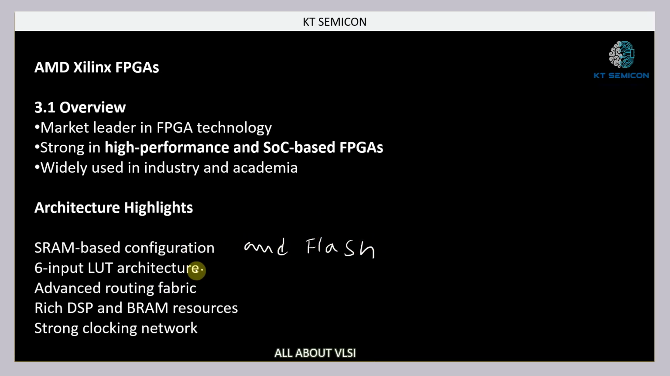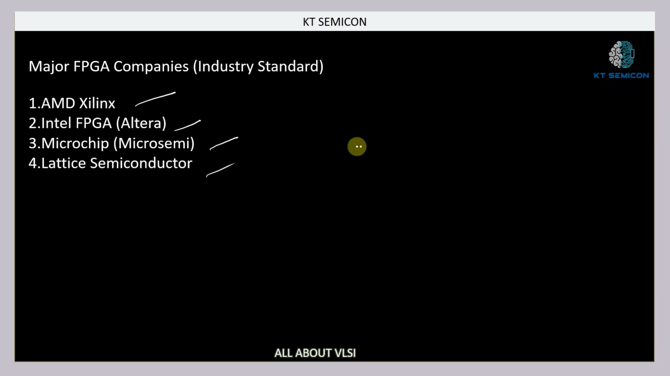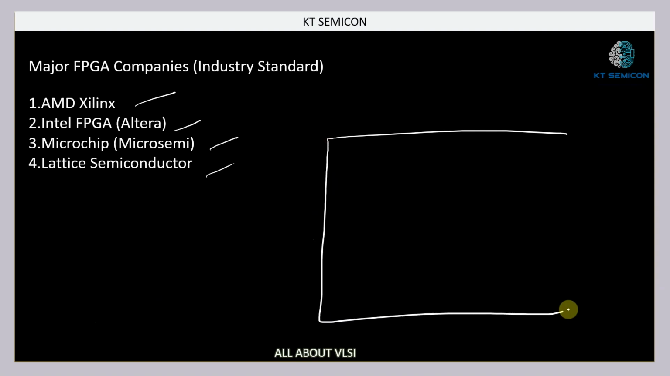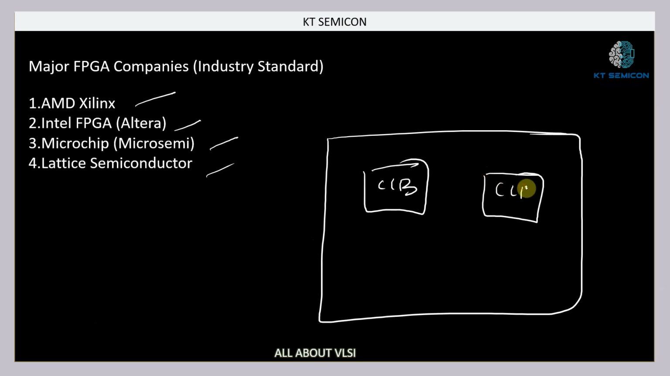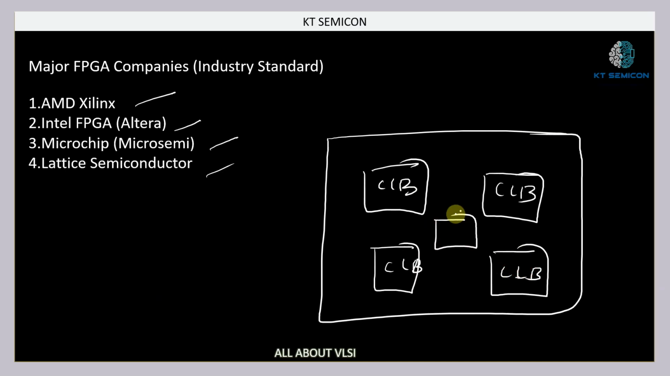They basically have 3 input, 4 input, 5 input, and 6 input LUT architecture and an advanced routing fabric. They also have something known as DSP and BRAM resources. In our previous session, when we were discussing the FPGA internal architecture, we saw something known as CLBs. In our FPGA, apart from the CLB, we will have something known as BRAM.